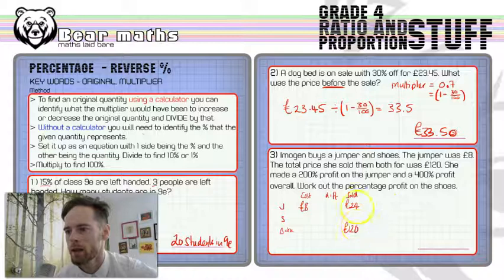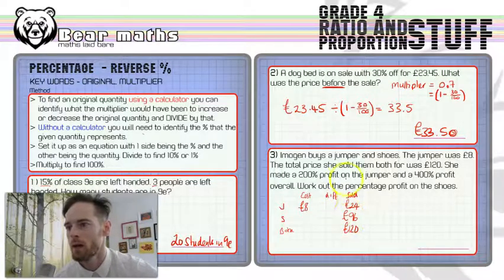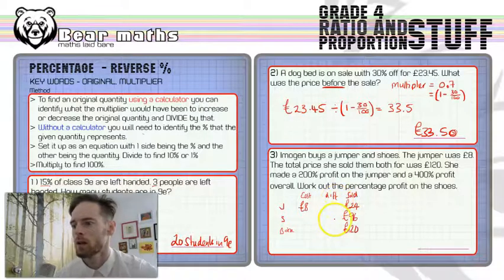From that, I am able then to work out what the cost of the shoes were. Because I can see that she sold the jumper for £24, I can use the sold price of both, take away that, and it gives me that. So that's going to be £96 that she sold the shoes for. And I also know that 400% profit overall has been made, so I can work out something there as well, can't I? So that's what I'm going to have to do next.